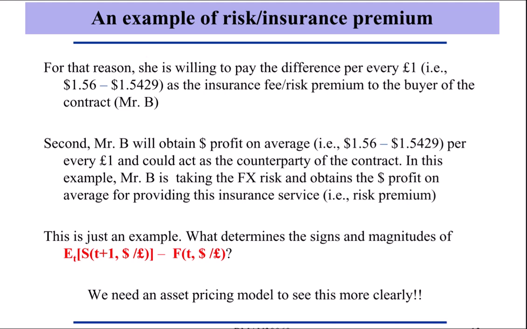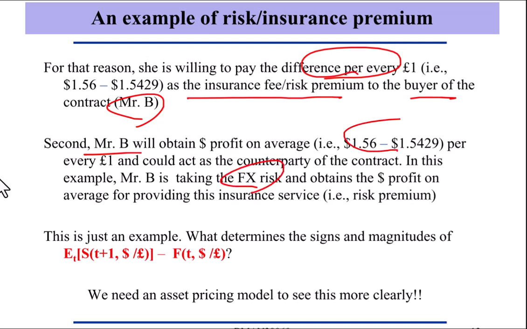For that reason, she is willing to pay this difference as the insurance premium on average to the buyer of the contract, Mr. Buy. Now, Mr. Buy is taking the currency risk and obtains the difference for providing this insurance service to Miss Sell. We can call this a risk premium. So we have one number here, 1.56 minus 1.5429. The difference could be interpreted as the insurance premium to Miss Sell, and the same thing could be interpreted as a risk premium for Mr. Buy.